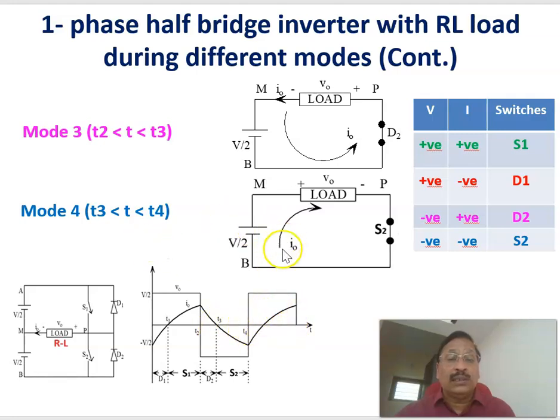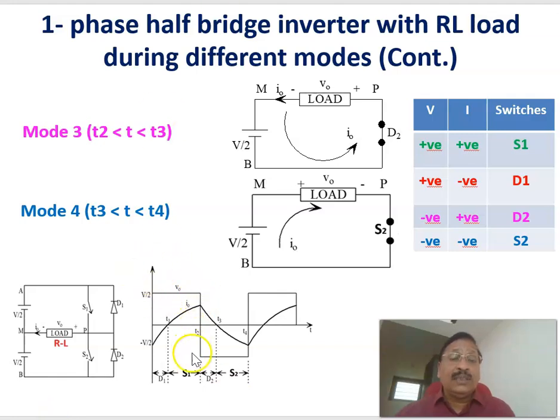That's mode 4 here. Therefore, here you can again see that it is flowing like this, and you will be getting a negative voltage, plus and minus here, and you are getting a negative current when the switch S2 conducts. Therefore, that is again shown as a table here.